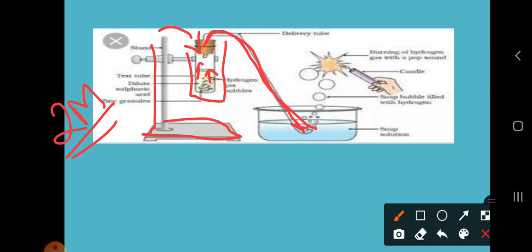So take a lighter. Take a lighter and just burn it. So you will get here one pop sound, pop. So in this manner what happens? You will get here one pop sound. This pop sound is only indicating the formation of hydrogen gas.